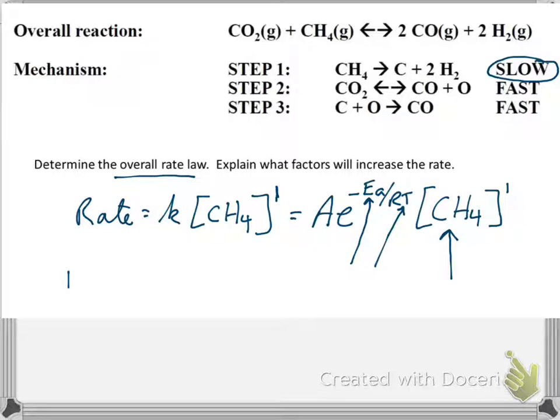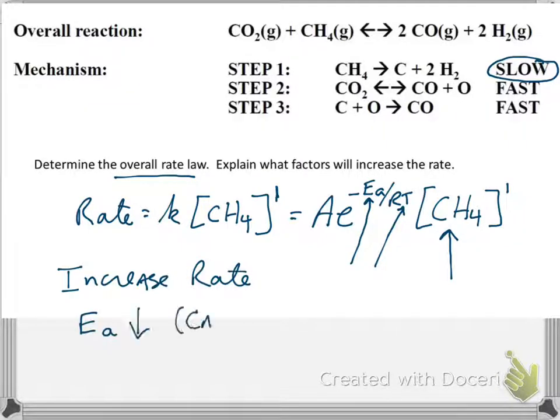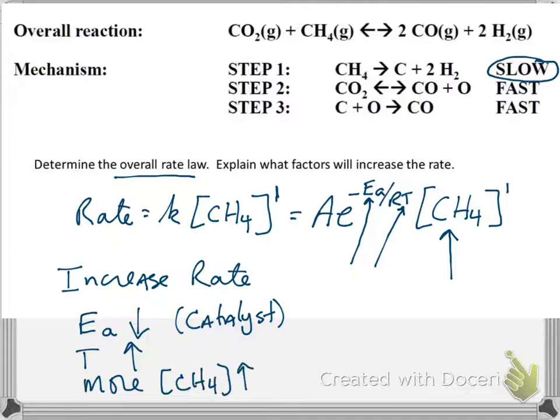It's going to be three factors: the activation energy, the temperature, and the concentration of the species in the rate limiting step. So if we want to increase the rate, we could lower the activation energy by adding a catalyst, we could increase the temperature, or we can add more CH4. Those are the three different ways we can increase the rate of the reaction.